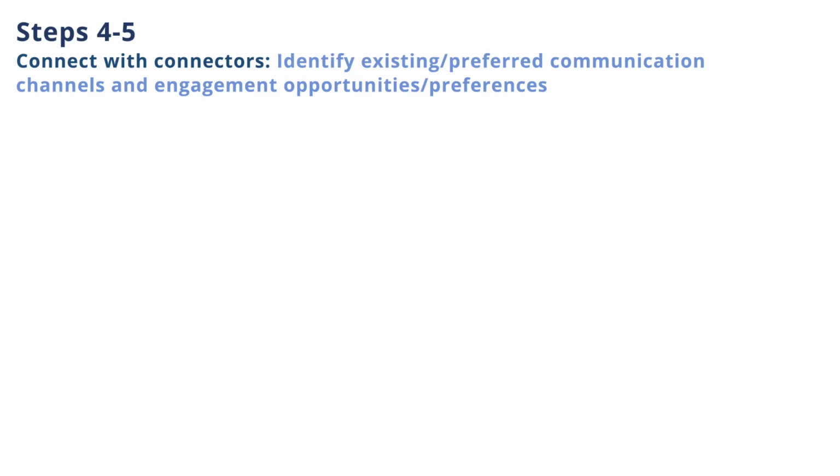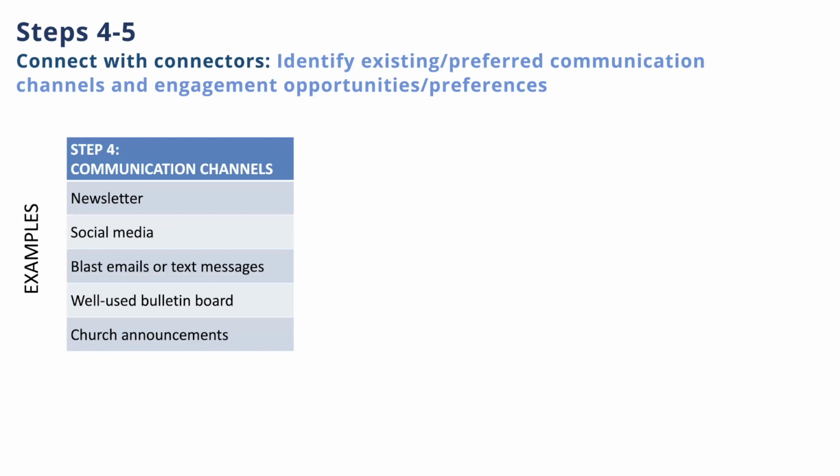So I'm offering a few examples here. You might ask if the group has a regular newsletter, social media, or a well-used bulletin board. Or maybe people are used to getting blast emails or text messages or announcements in church. If so, find out if there's a possibility that you could share information through it, and if so, find out all the details you need to do so, like editorial guidelines and schedule.